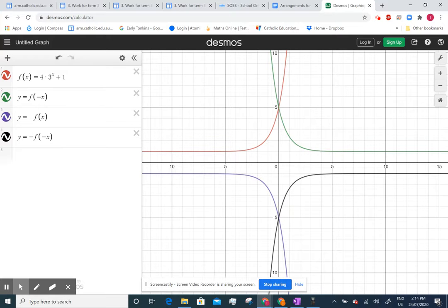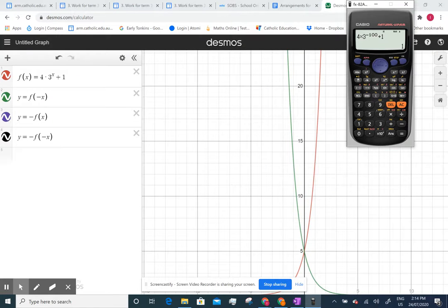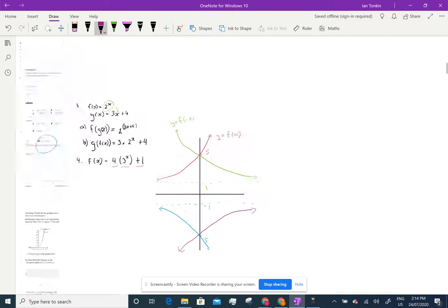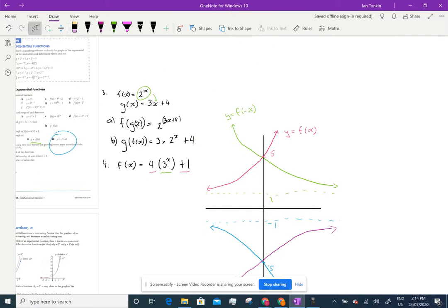So check by subbing values in using your calculator, but also check by using Desmos. It's a great tool. Okay, so questions 3 and 4 from exercise 10.01.